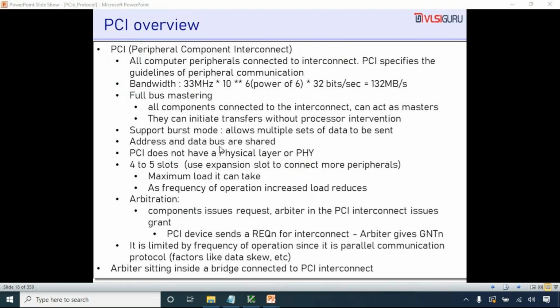And PCI does not have a physical layer or PHY. Why? Because at these speeds, you don't need any special analog circuitry to work at 33 megahertz or even 66 megahertz. You don't need any special analog circuitry.